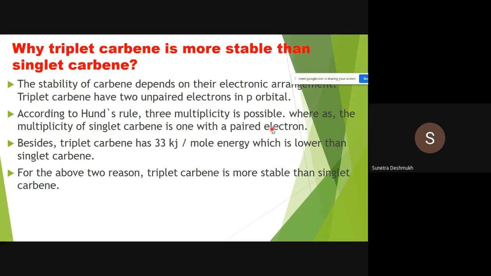Why is triplet carbene more stable than singlet carbene? The stability of carbene depends upon its electronic arrangement. Triplet carbenes have two unpaired electrons in p orbitals. According to Hund's rule, a multiplicity of 3 is possible, whereas the multiplicity of singlet carbene is 1 with the paired electrons. Besides, triplet carbene has 33 kilojoule per mole lower energy than singlet carbene. For these two reasons, triplet carbene is more stable than singlet carbene.